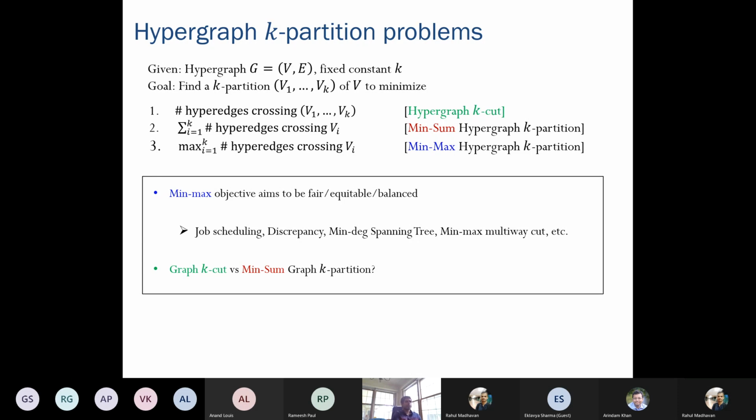Right. Any other questions on the problem definitions? Our goal is to minimize these objectives. That's important. You can also think about maximizing, but that's going to be a different story altogether. But for our purpose, we are thinking about minimizing.